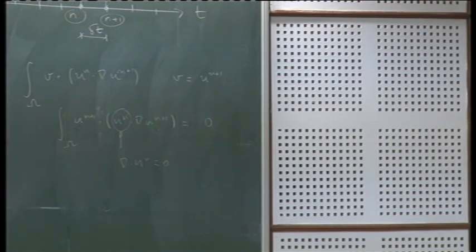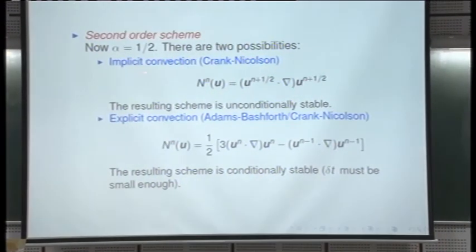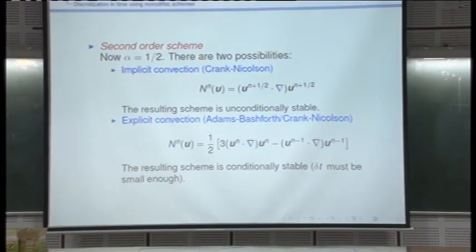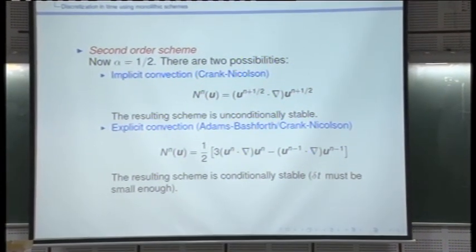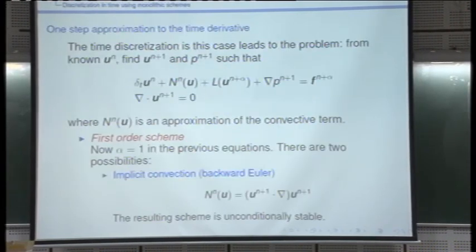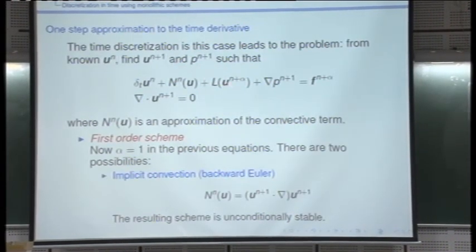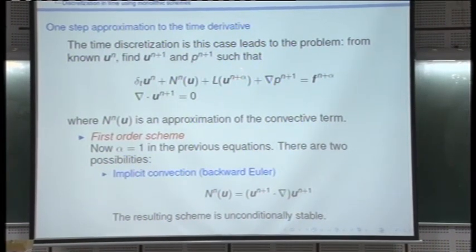Anyway, those are the first-order schemes. What about second order? For second-order schemes, you know that the most classical choice is to use the Crank-Nicolson approximation, which means that you take alpha equal to 1/2. So, in particular, the viscous term you evaluate as 1/2 of the viscous term at n+1 plus 1/2 of the viscous term at n. You all know the Crank-Nicolson scheme, right?